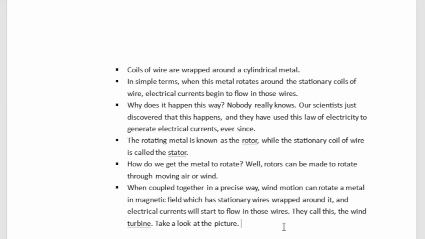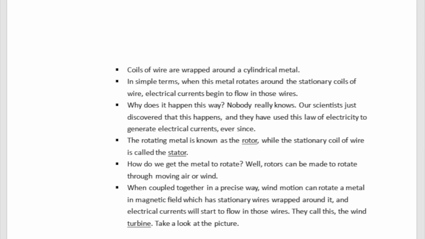Have you driven down the countryside and seen something like this? This is called a wind turbine. They use the wind to move the blades of this turbine, and there is some metal rotating in between coils of wire, and electricity is generated because of that. The rotating metal is called a rotor, and the stationary coil of wire is called a stator.